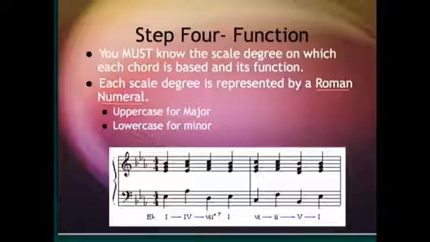If you would also take note that when we have a major triad, it is represented by an uppercase letter, or an uppercase Roman numeral, for example, uppercase I representing 1. And it is lowercase for a minor triad, such as in the minor 6, vi as a lowercase letter.